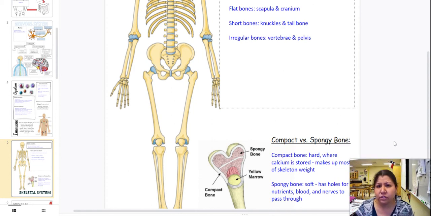Because if you're thinking about your bones, your bones are tissue. They still need a blood supply in order to grow. They still need nutrients in order to grow. You have to have nerves there because your body needs to be able to tell you if you have any type of bone damage. So those are our two systems for today.